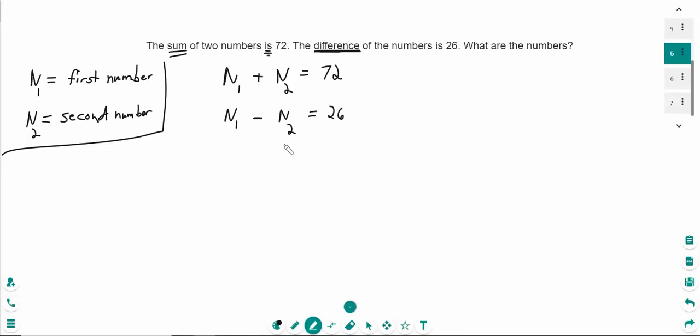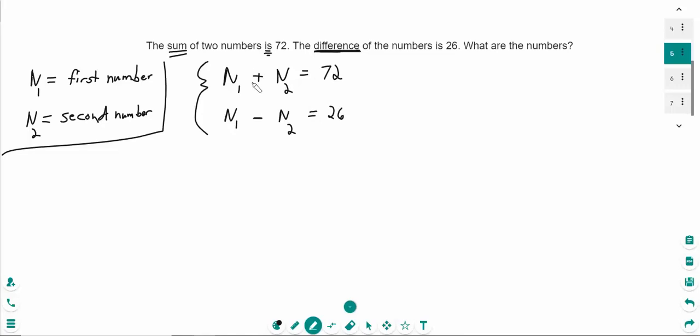What are the numbers? Okay. Well, here we have our two equations now. So we could go ahead and solve this, right? Excellent. One thought on this, as I'm just writing this out, because they used the difference.